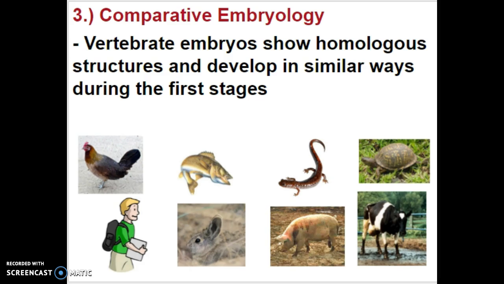We can also take a look at very early development of vertebrate animals in particular. Remember, vertebrate animals have a backbone. All vertebrate embryos show many homologous structures, and we all develop in fairly similar ways during the first few stages of development.